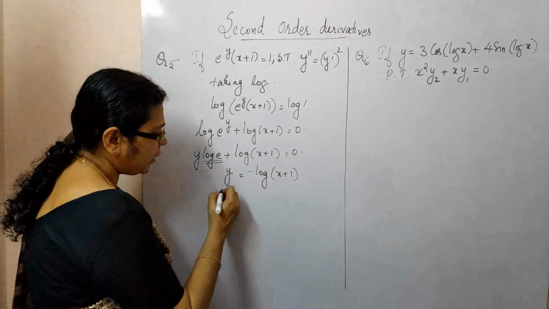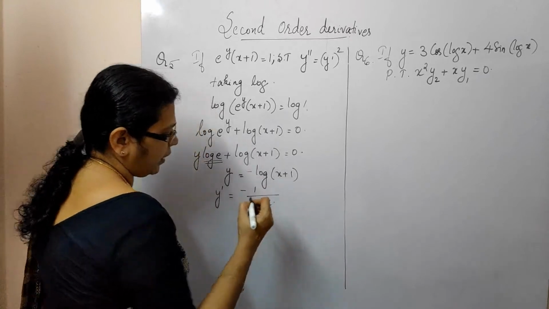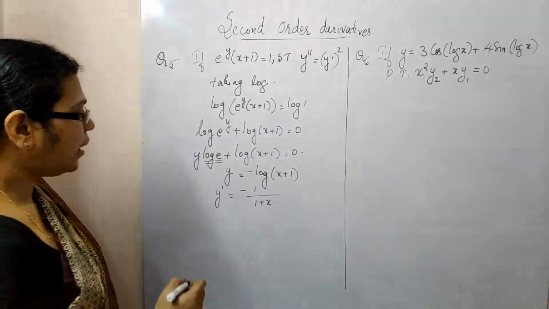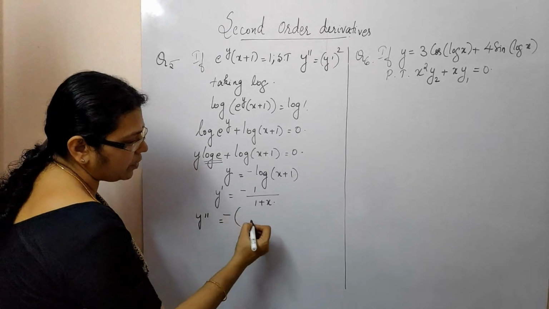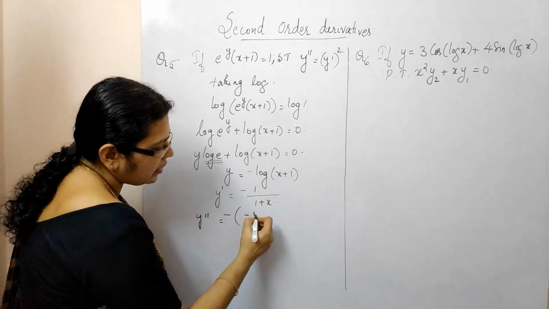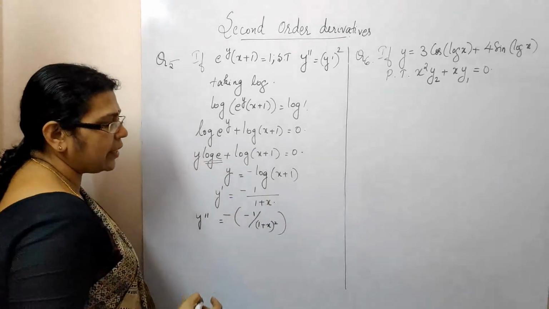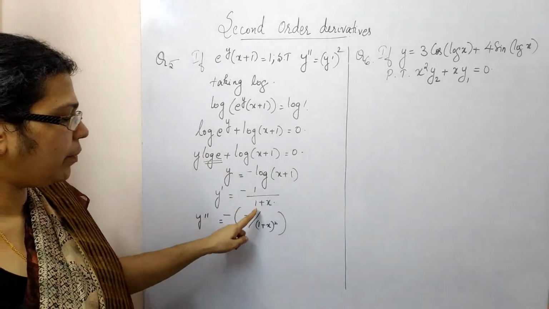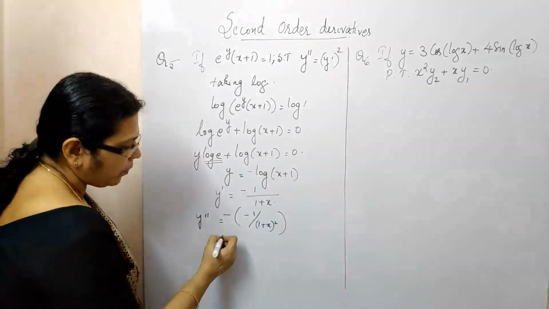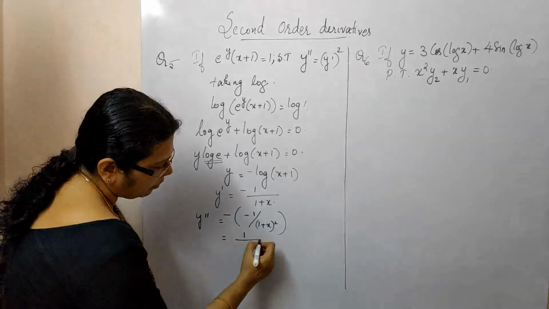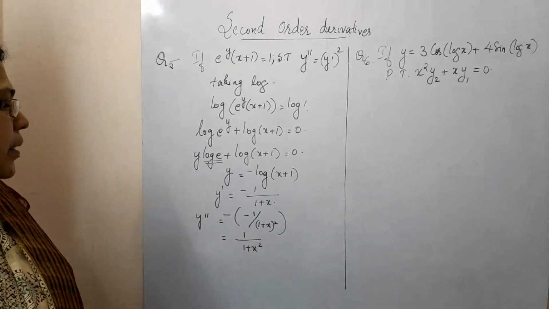So, what is y dash? Y dash is equal to minus 1 by 1 plus x. Okay. Now, what is y2 dash? Second derivative of this, minus remains outside. That is minus of 1 by 1 plus x the whole square. You have to consider this as 1 by x. Derivative of 1 by x is minus of 1 by x square. Minus is already outside. So, minus of minus is what? Plus 1 by 1 plus x square.